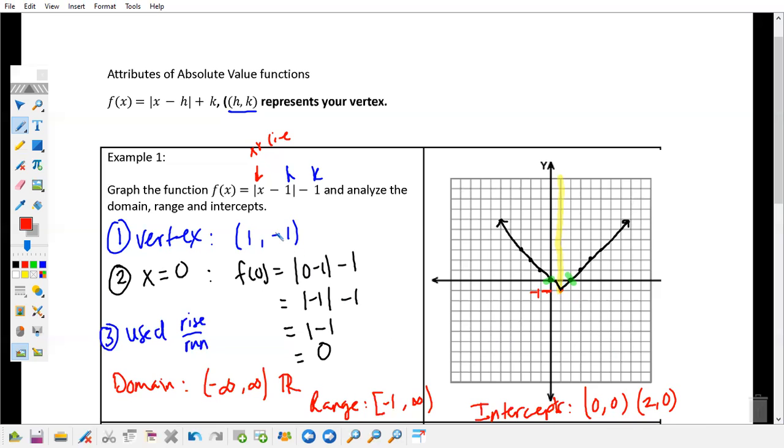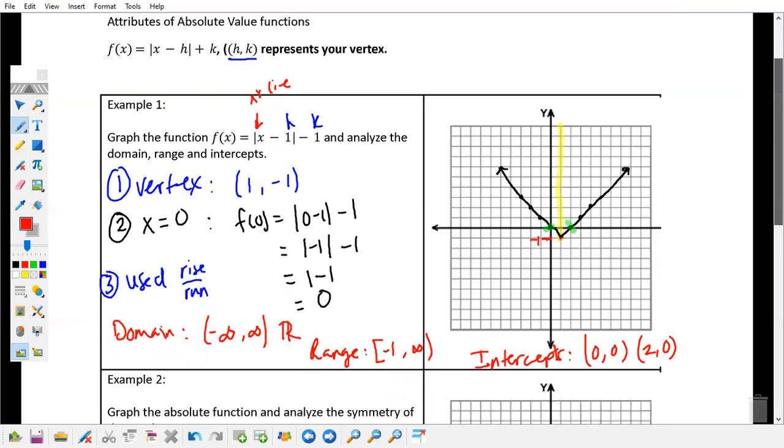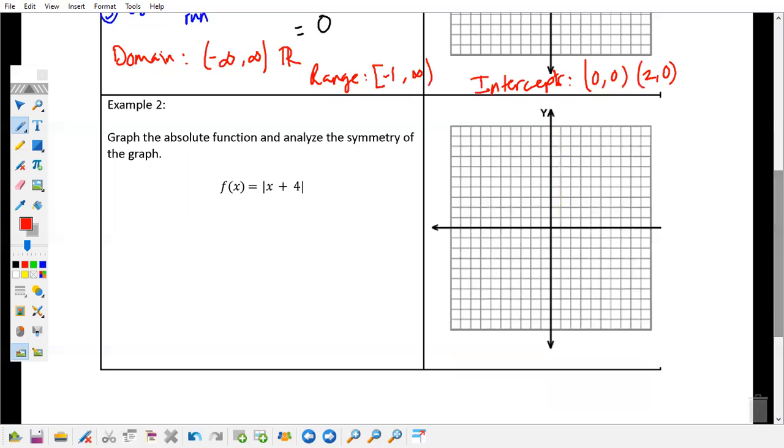Okay, so we find the vertex. We plug in x equals 0 to find our first point. And then once we found that point, we reflected it over our axis of symmetry. And then we just used our slope, rise over run, to find the remaining points.